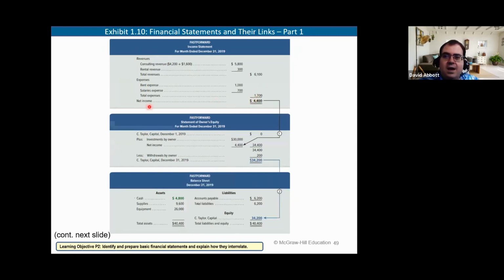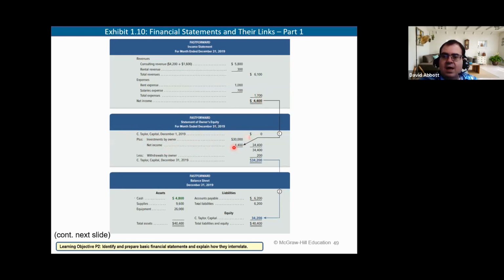So we see here that you have, again, the revenues, $6,100, the expenses of $1,700. We subtract the two, we get a net income or a profit of $4,400. Then we see that that goes down into our net income. So this is, then the next statement is the statement of owner's equity. So we have C. Taylor Capital at the end, at December 1 of 19, he had none. Then he had investments by owner of $30,000. He had this net income of 44 that increases.